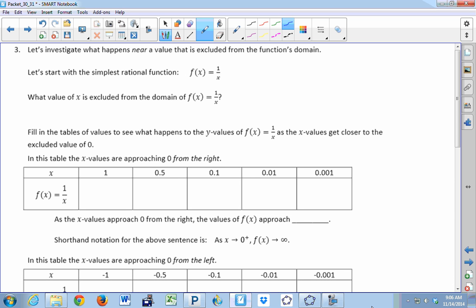So if we were going to do transformations, this would be our basic function we would start with. So this is our parent function. Does anybody else know what name we would give to this function from looking at what it is, 1 divided by x? Another name for it?